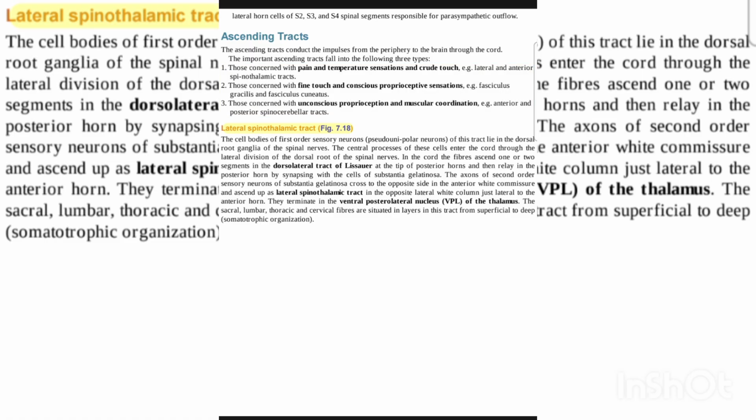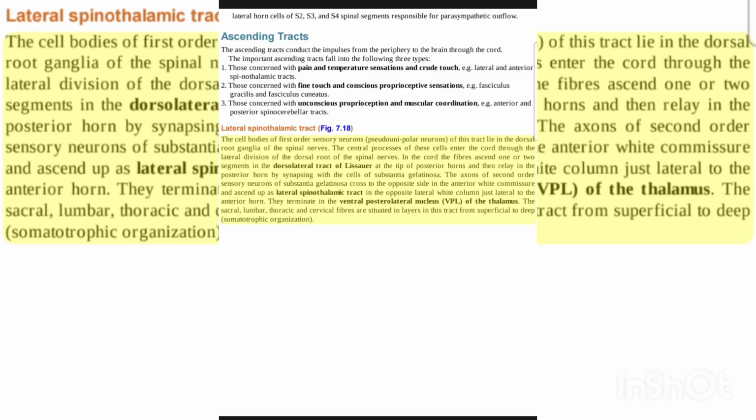Lateral spinothalamic tract, Fig. 7.18. The cell bodies of first-order sensory neurons, pseudounipolar neurons, of this tract lie in the dorsal root ganglia of the spinal nerves. The central processes of these cells enter the cord through the lateral division of the dorsal root of the spinal nerves. In the cord the fibers ascend one or two segments in the dorsolateral tract of Lissauer at the tip of the posterior horn and then relay in the posterior horn by synapsing with the cells of substantia gelatinosa.